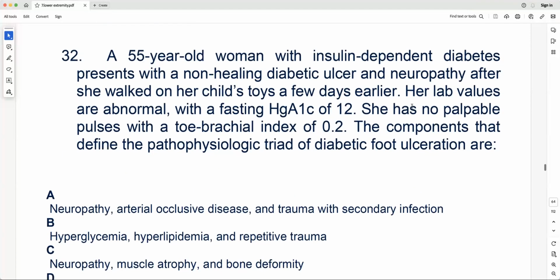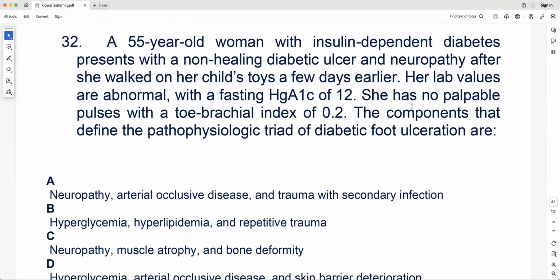Hello, Dr. Samer. A 55 year old woman with insulin dependent diabetes presents with a non-healing diabetic ulcer and neuropathy after she walked on her child's toys a few days earlier. Her lab values are abnormal, with fasting hemoglobin A1C of 12. She has no palpable pulses, with a toe brachial index of 0.2. The components that define the pathophysiologic triad of diabetic foot ulceration are?